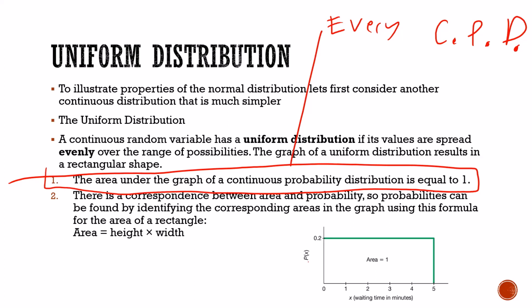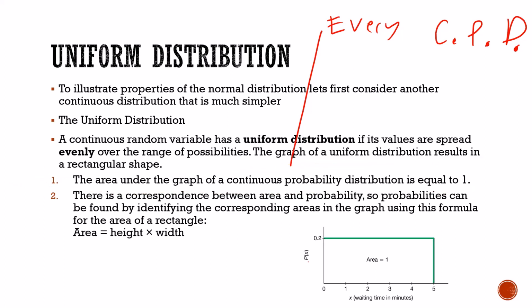Finally, right, there is a correspondence, right, between probability and area. This again is true for every distribution. It's not something special about the uniform distribution. But the uniform distribution is the easiest one to see this because a uniform distribution looks like, what shape is that there?